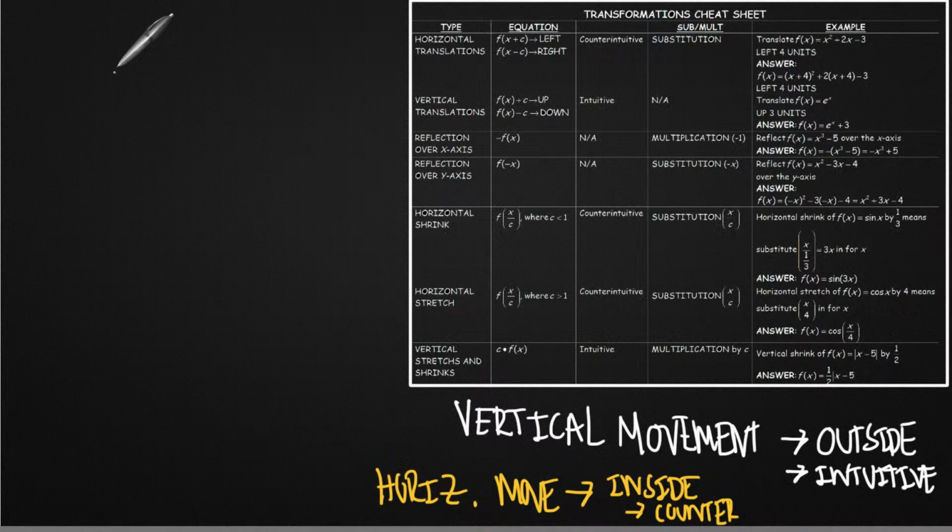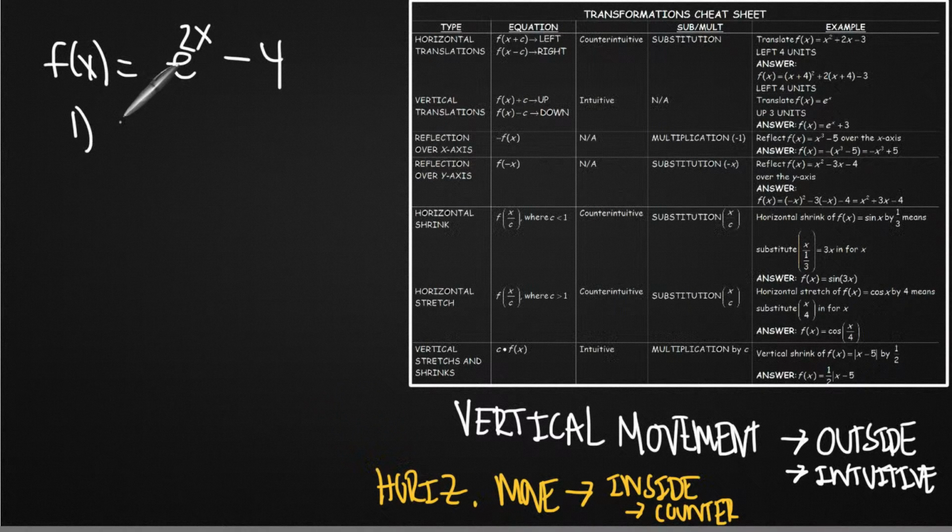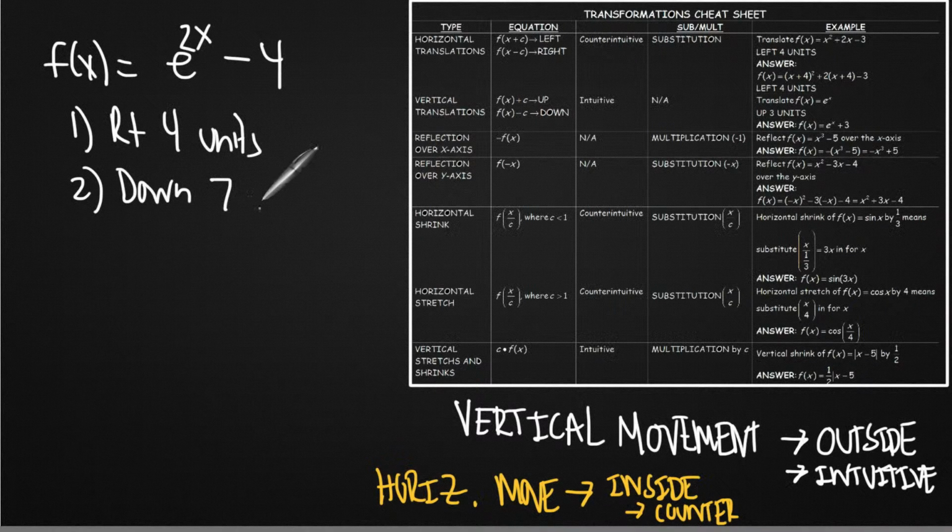Okay, so let's look at another example here. And let's combine them. Let's say I have a function, f of x is equal to e to the x. No, we'll make it e to the 2x minus 4. And I want to shift that right 4 units, and then I want to shift it down 7 units.